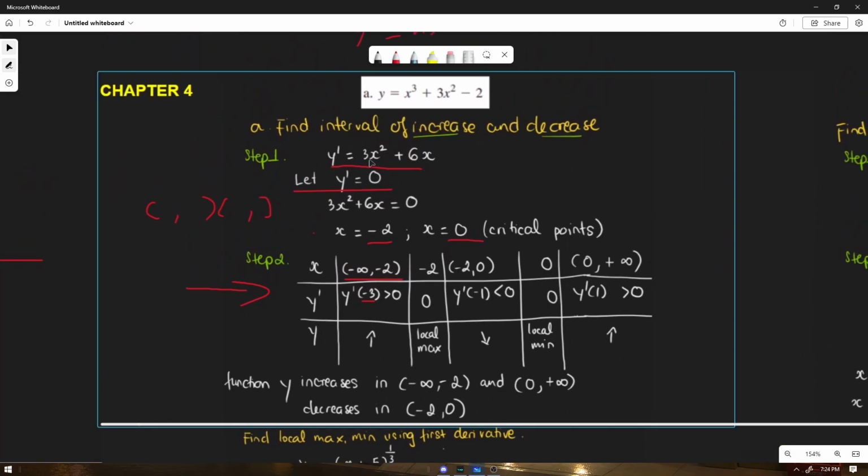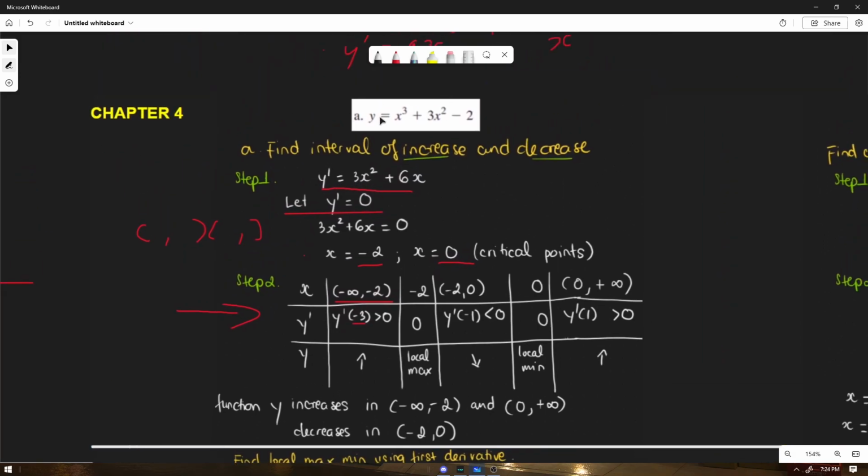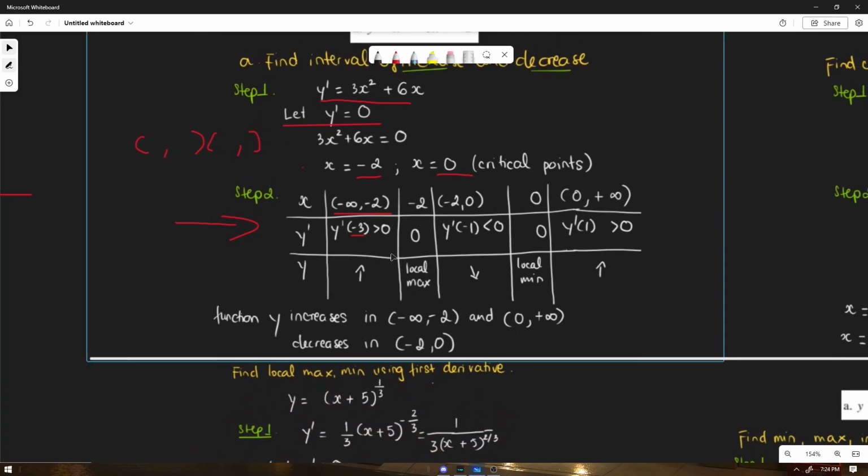And where do you sub this? It's in the y prime that we've got, not in the normal y, the y prime. So you sub -3 into the y prime equation, and it will give you a value that's bigger than 0. And when it's bigger than 0, then the interval increases. It's going upwards because it's positive. And when it reaches -2, that's the local max, as we know from what we saw here.